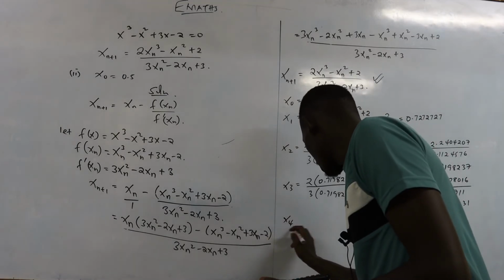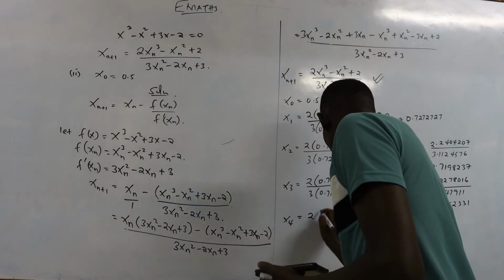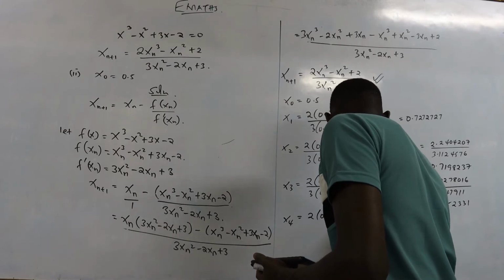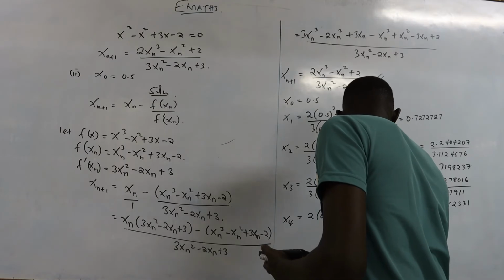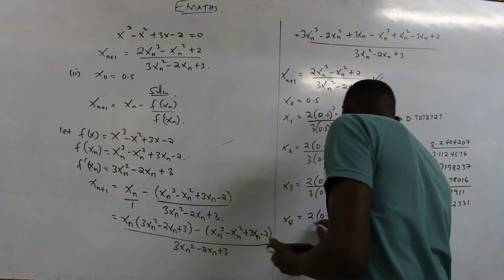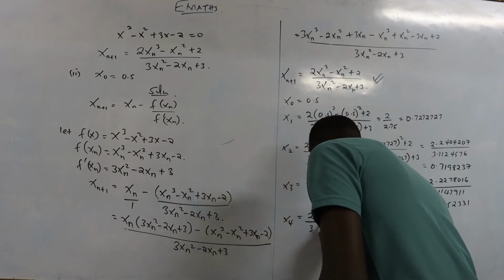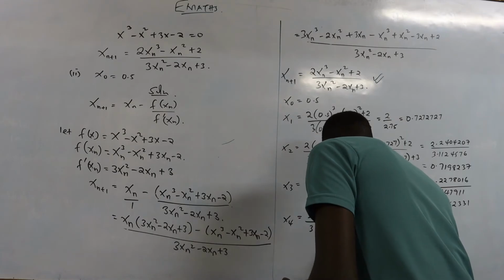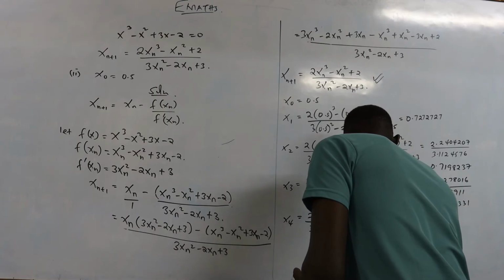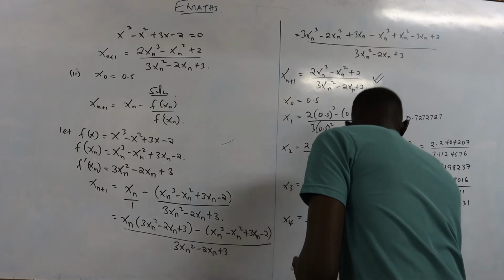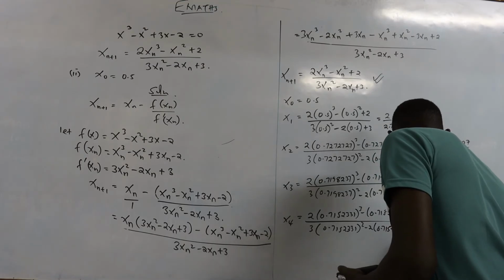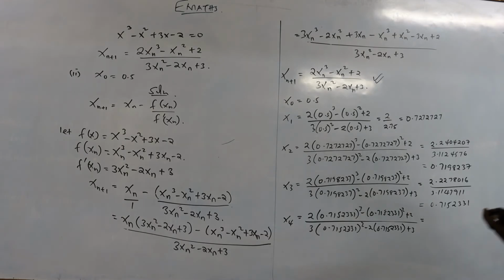Now let's check our x4. Maybe we might be lucky to get our answer there. So we shall have 0.7152331 cubed minus 0.7152331 squared, then plus 2 all over 3 times 0.7152331 squared minus 2 times 0.7152331 then plus 3. So let's see what that gives us.